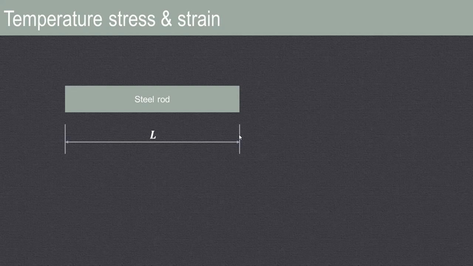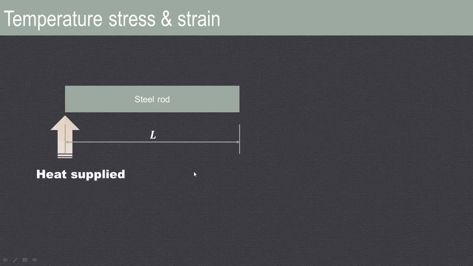In this video, we'll see the concept of temperature, stress and strain. Suppose we have a steel rod of length L and heat is supplied at one end. Because of the application of the heat, there will be expansion of the bar, and that expansion is known as the free expansion, denoted by delta L.